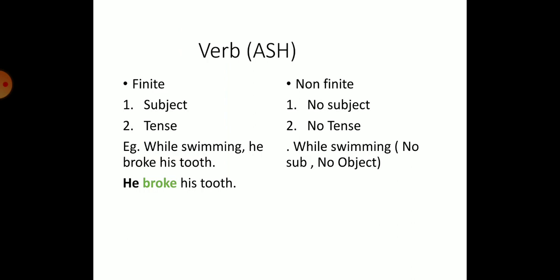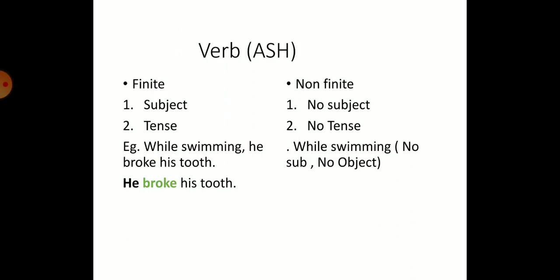Let's revise verb. A verb means ASH: A for action, S for state of being, and H for having. Am, is, are, was, were, will be, all these are state of being verbs, and verbs like have, has, had are having verbs. These verbs are divided into two sections, finite and non-finite.